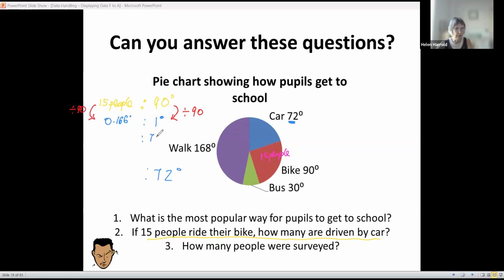So now I know what 1 degree is. And then I've got to get to 72 degrees. So how do I get from there to there? I've got to multiply by 72. To get from there to there I'm going downwards, so I divide. This one here, I multiply. So I've got to do the same thing with this: multiply by 72, which gives me 11.99 people. So I'm going to go for 12 people.